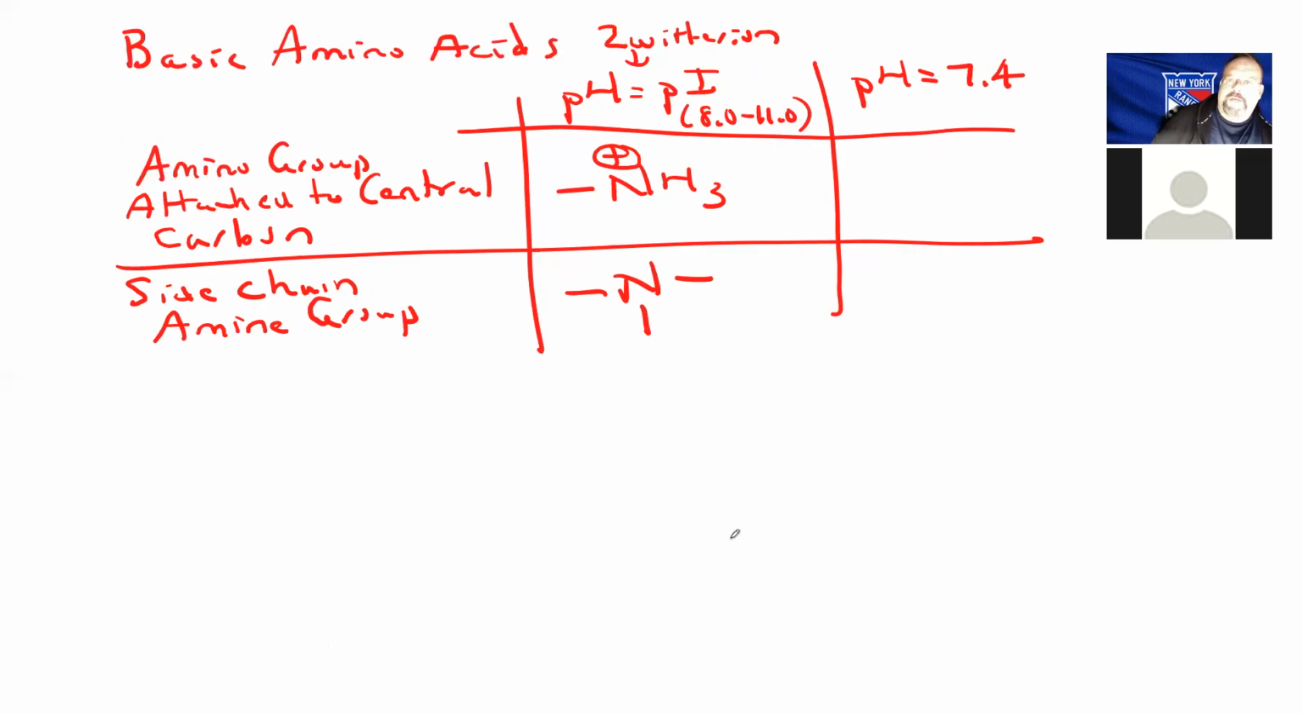Now, what about a pH of 7.4? As you saw in the notes, the amino group attached to the central carbon only changes form at very basic pH, like 12, 13, 14. So that stays the same. It's going to stay as NH3+. But what about the side chain amine group? Well, at this particular pH, the nitrogen is going to pick up an additional hydrogen. So the nitrogen goes from having 3 bonds to now having 4 bonds. And when nitrogen has 4 bonds, it has a positive charge.